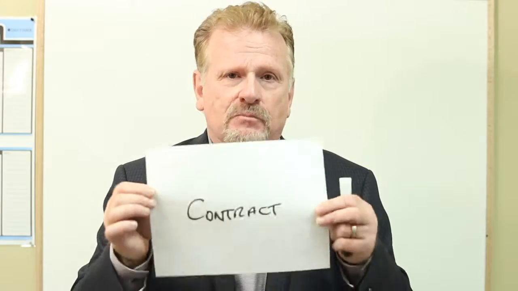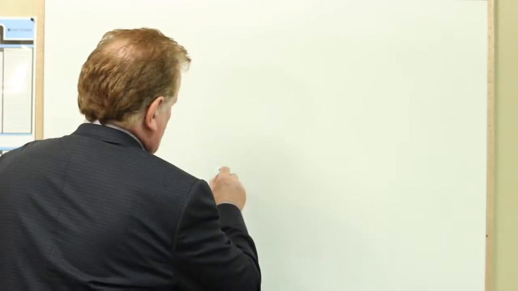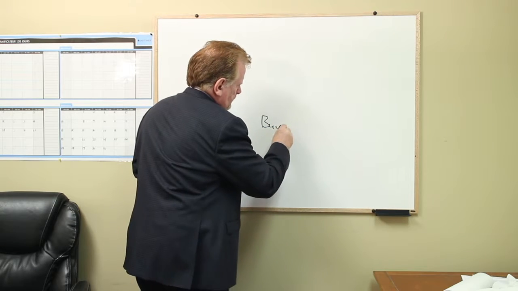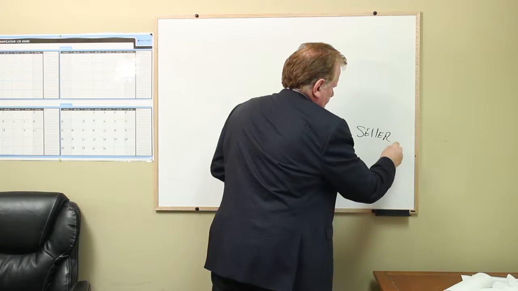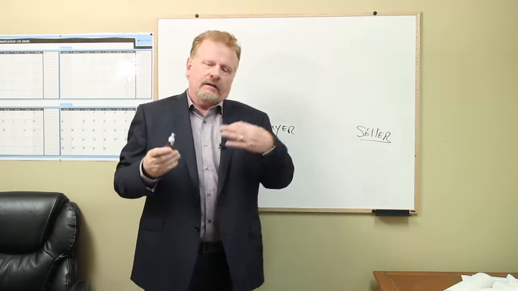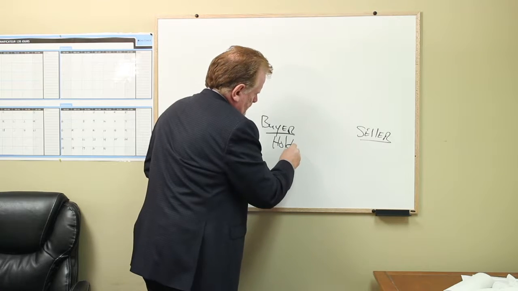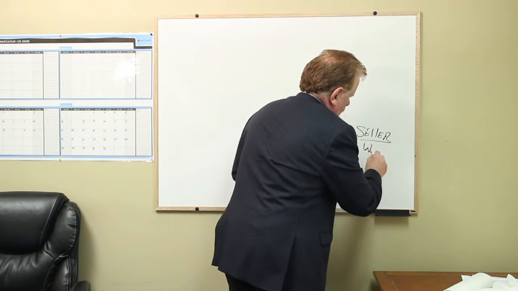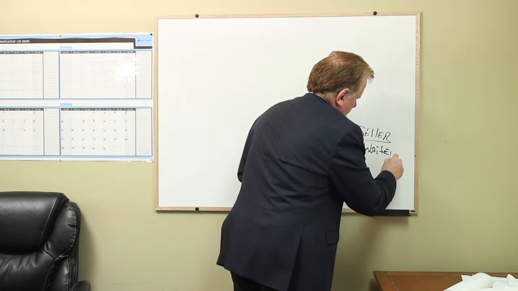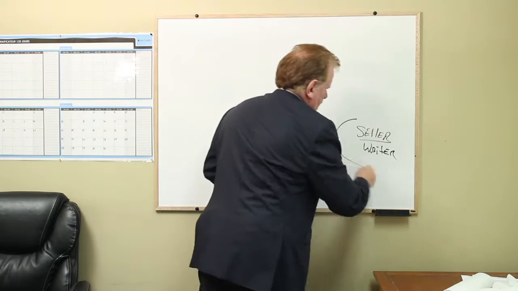An option is basically a contract between a buyer and a seller. Now, I want to explain that a little further. We have a buyer, a seller. The buyer is often called the holder of the contract, and the seller is what we call the writer of the contract. He's the guy that writes the contract. Okay, with me so far?